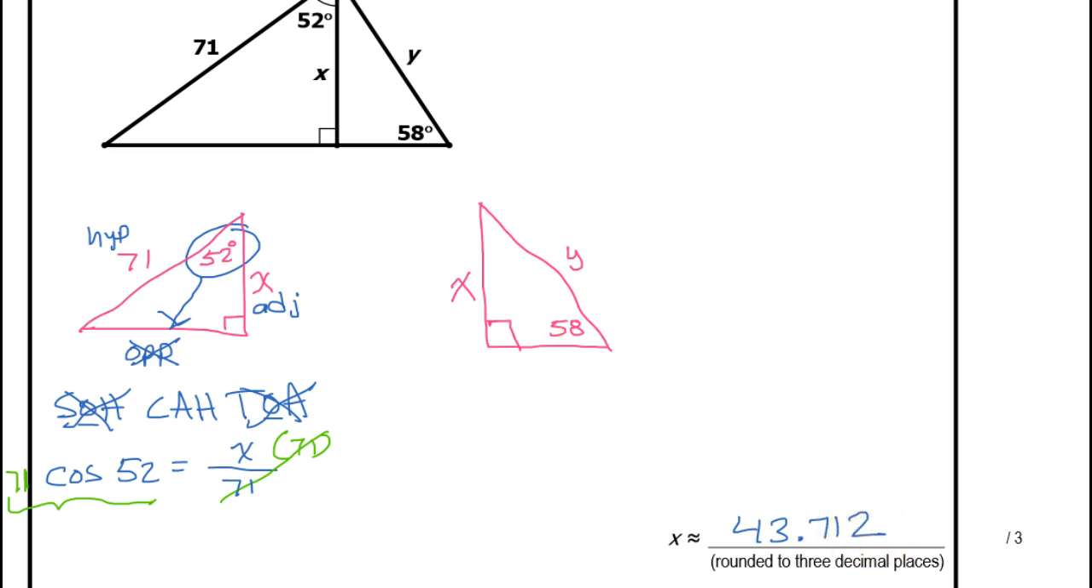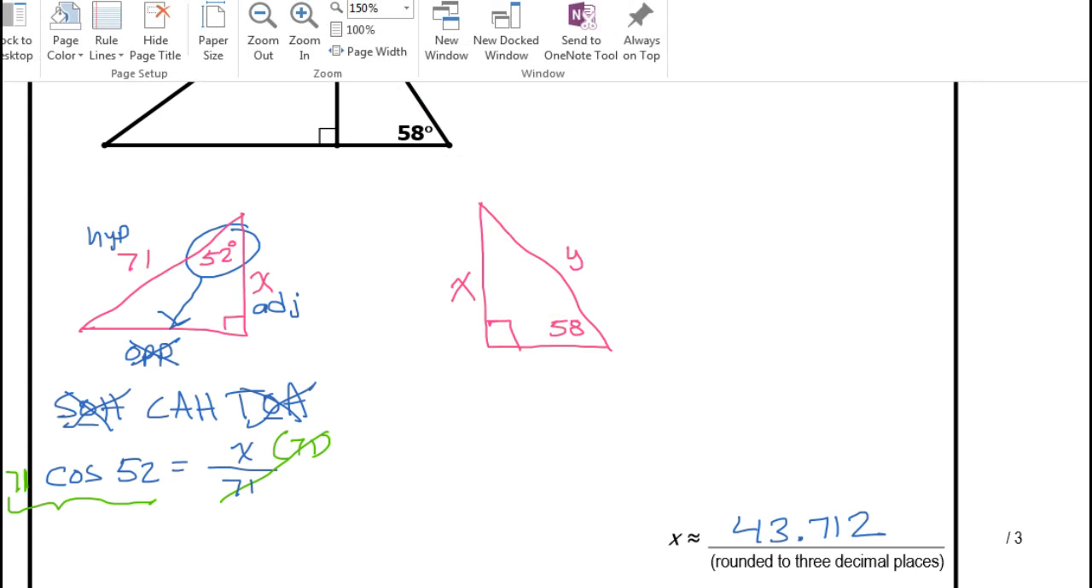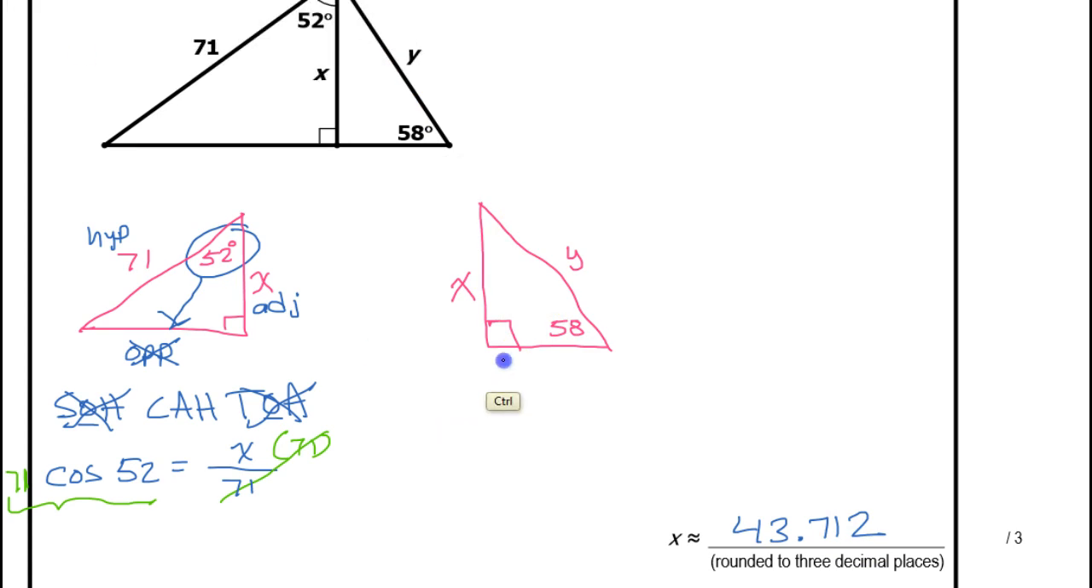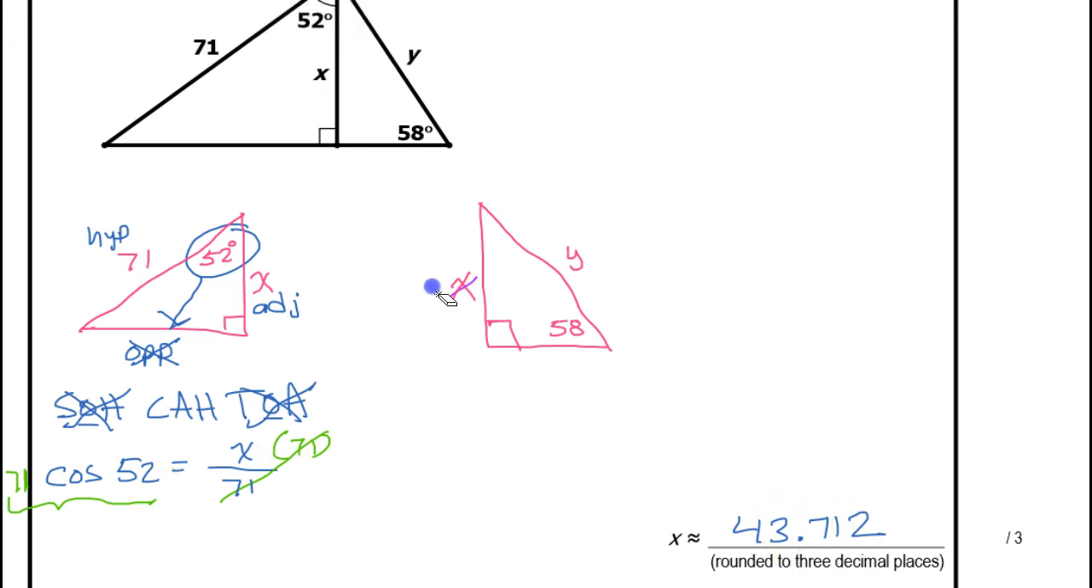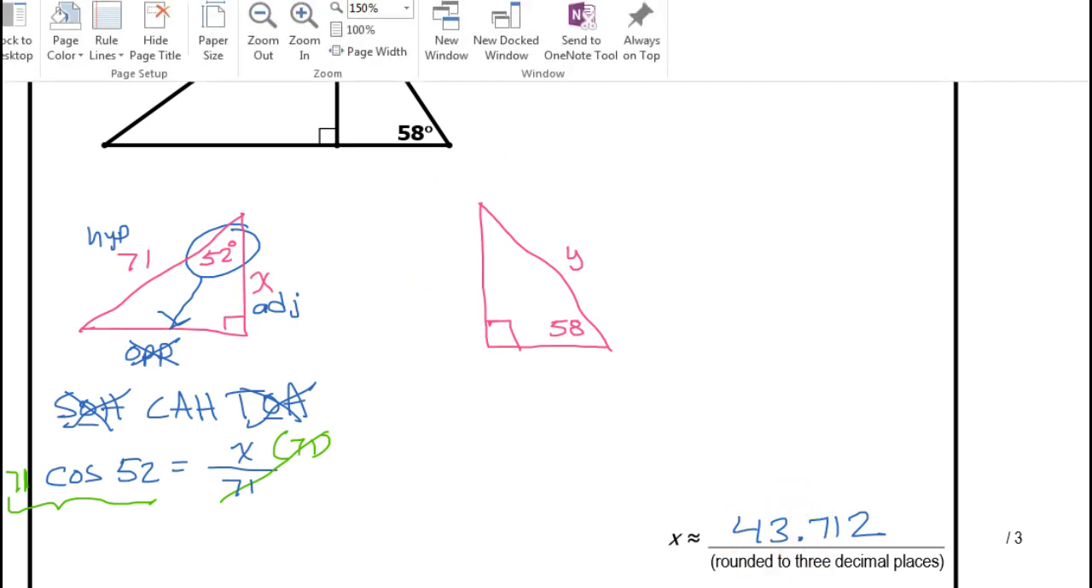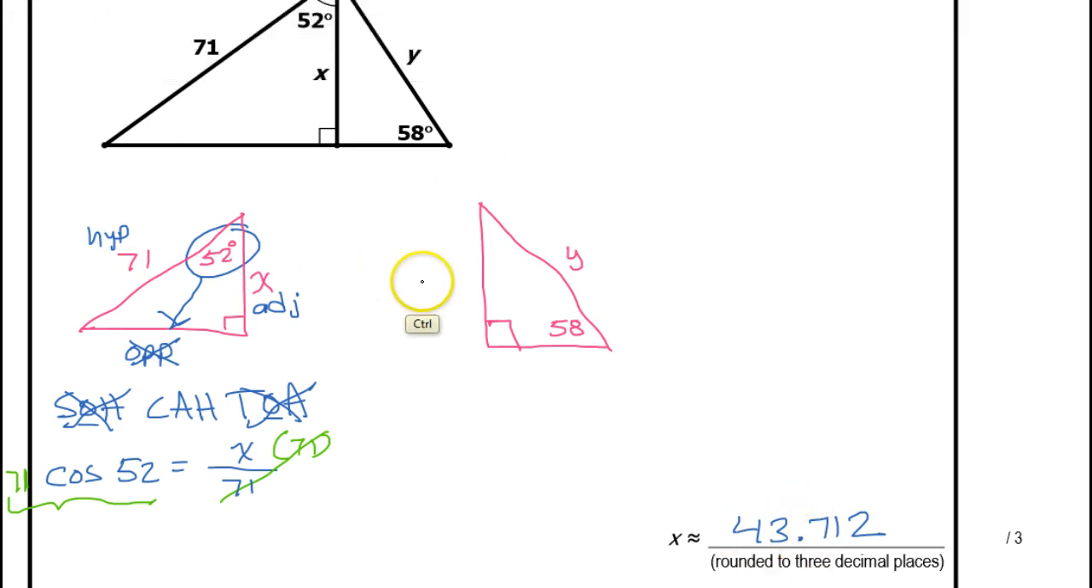Okay, now we can move on and solve the other triangle. We now know what x is. We just found the value of x. So let's erase the variable x and replace it with what we now know it is. It is 43.712 approximately.